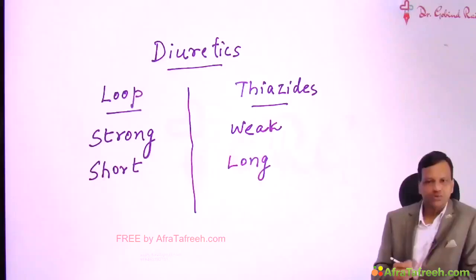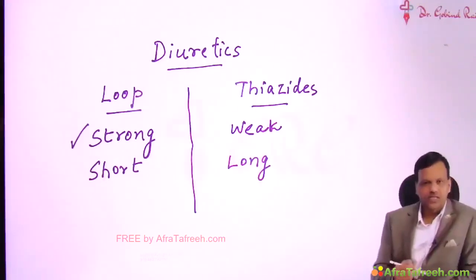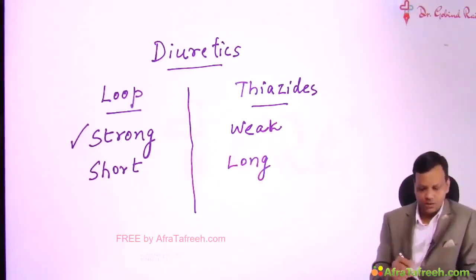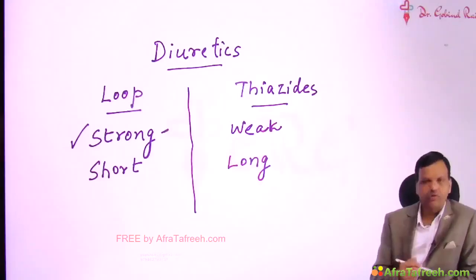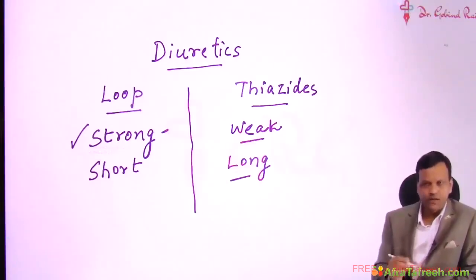So based on these two differences, we will prefer loop diuretics in case of congestive heart failure or most cases of edema, because loop diuretics can remove large amount of fluid from the body. On the other hand, thiazides are weak diuretics, so they are not very effective in conditions like congestive heart failure. But because of their long action, they are preferred in hypertension, which we'll cover later. So in congestive heart failure, we'll use loop diuretics.